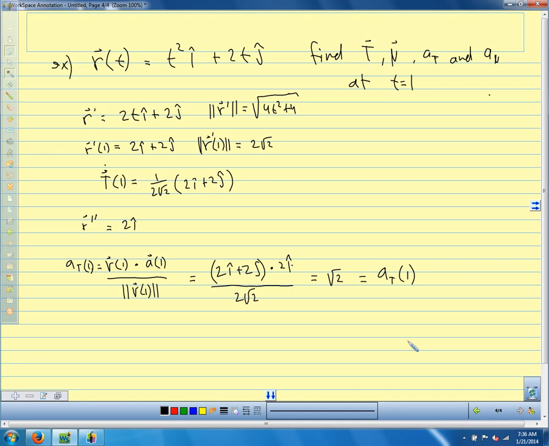And if the problem had asked us to find an expression for a sub t in general, we would just use our vector notation to come up with this, and we would get a sub t as a function of t. They were nice and just asked us at t equals 1.